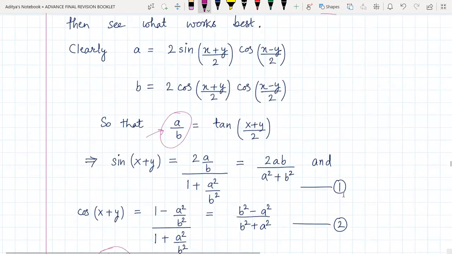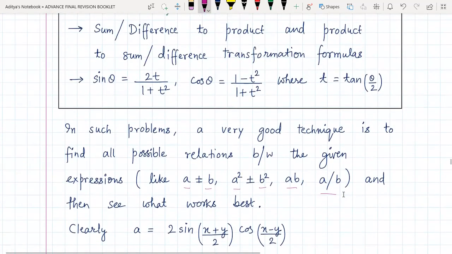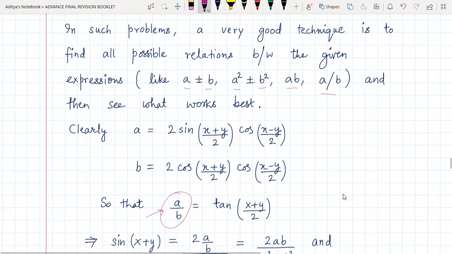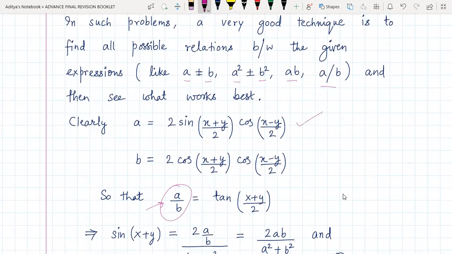So first of all, what I've done is I have applied the sin A plus sin B formula. So the sum to product transformation formula I've used: 2 sin (A plus B) by 2 cos (A minus B) by 2. Similarly, I have applied the same logic in b also. Cos A plus cos B is equal to 2 cos (A plus B) by 2 cos (A minus B) by 2. That formula we have applied. Of course, on dividing, we observe that 2 cos (x minus y) by 2 gets cancelled, and we are only left with tan of (x plus y) by 2.